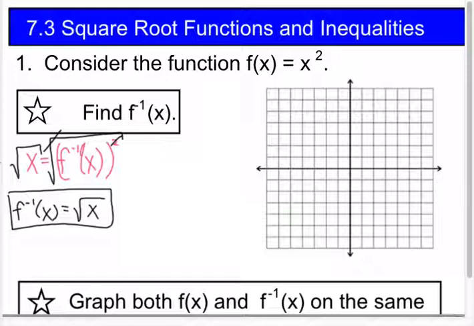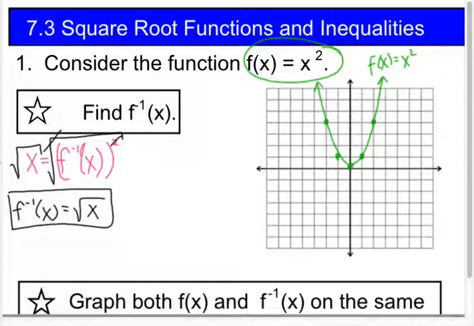Well, let's graph our f of x is equal to x squared. You should know that that's going to be a parabola. If I plug in 0, I will get out 0. If I plug in 1, 1 squared is 1. If I plug in negative 1, negative 1 squared is 1. Okay, plug in 2, I get 4. If I plug in negative 2, I also get 4. And 3 squared will give me 9, so that will not fit on the graph. So here is f of x is equal to x squared.